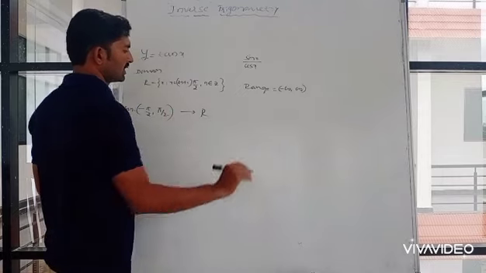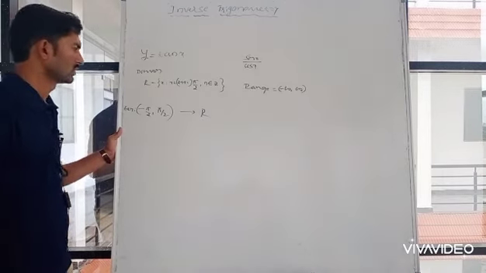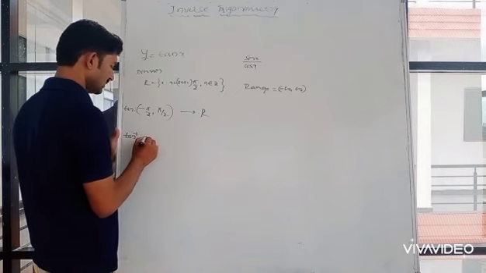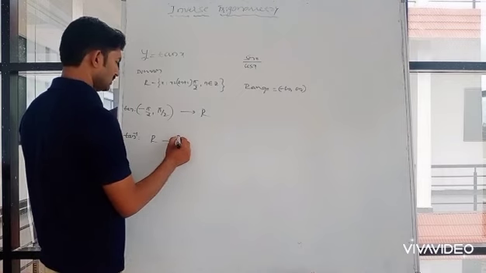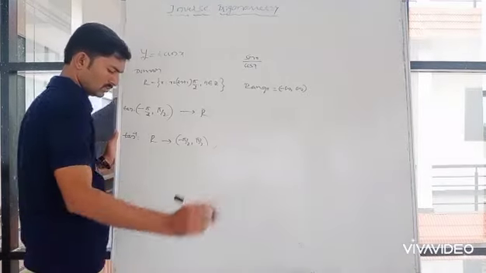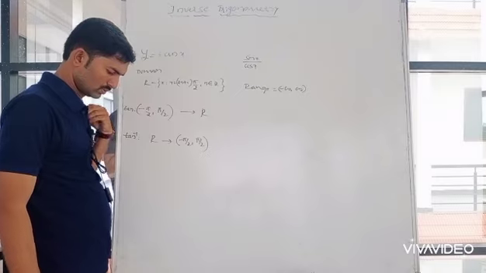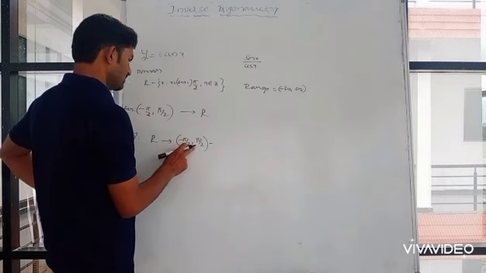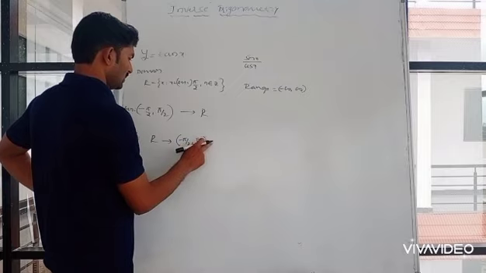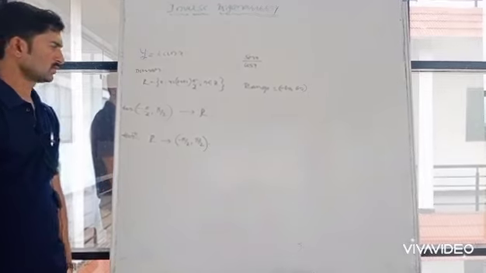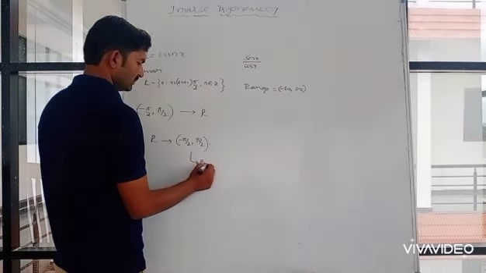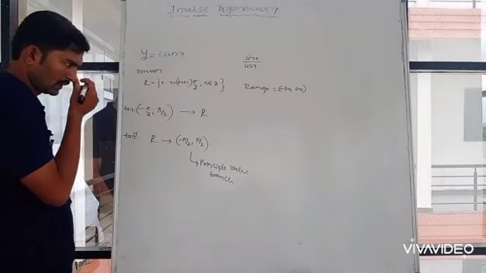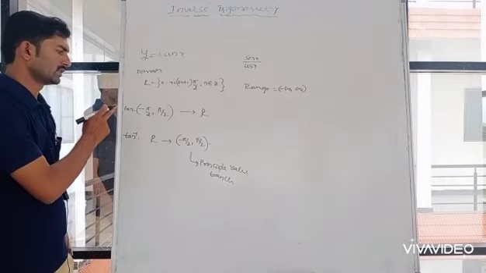The range is capital R, the set of real numbers. Then for tan inverse, what happens here? Tan inverse is from the set of real numbers to minus pi by 2 to plus pi by 2, with the range minus pi by 2 to plus pi by 2. So it is the principal value branch. In this interval the inverse exists for the tan function.